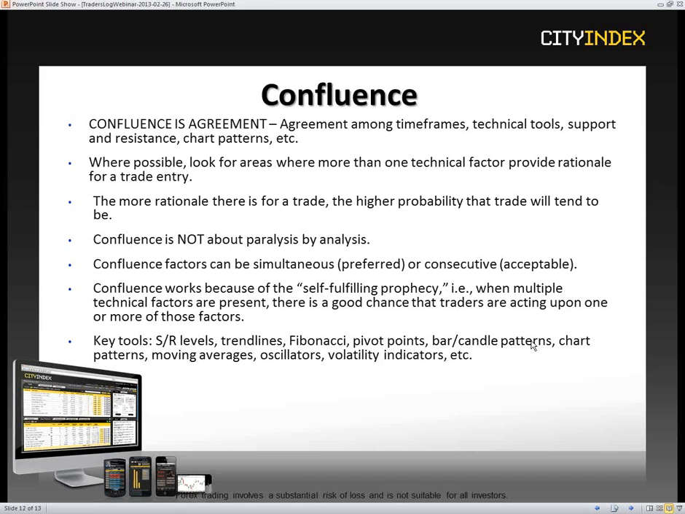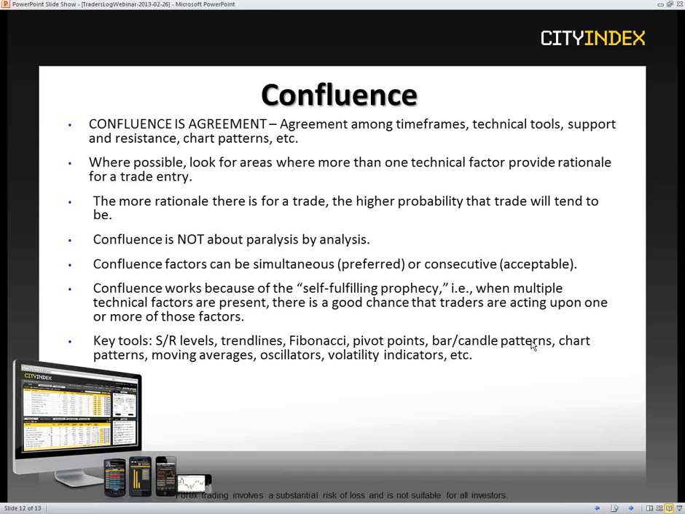Confluence is extremely important. Now, just one last thing about confluence: if you have a key support level, then you have a lot of big traders, a lot of institutional traders looking at that support level. That's fine. But if you also have, let's say, a 38.2% Fibonacci level at that point, now you have a lot of traders looking at that as well. Let's say you also have a key moving average there. Then you have a lot of other traders looking at that as well.